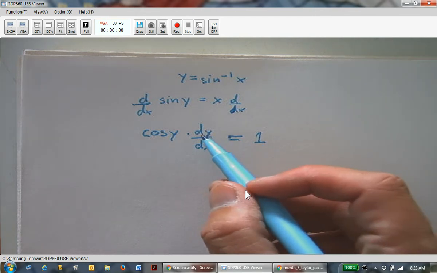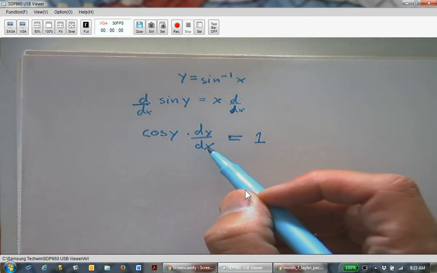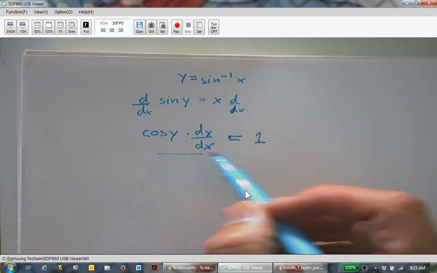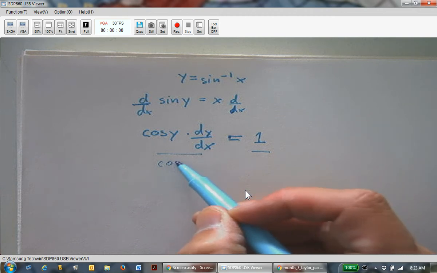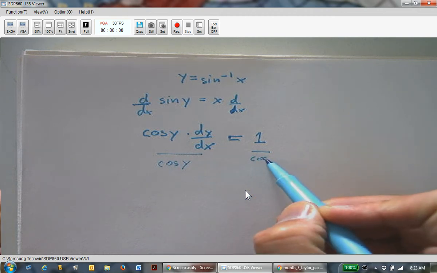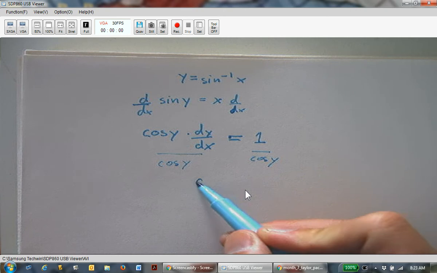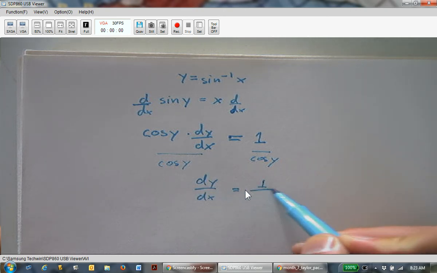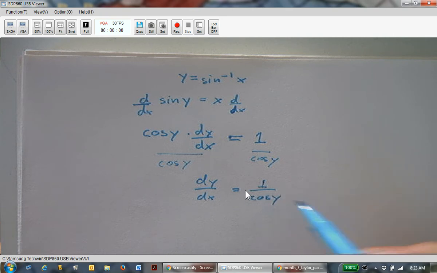So what we're going to do is leave dy with respect to x on this left side, and then isolate that. So we're going to divide both sides by cosine of y. So now you have dy over dx is equal to 1 over cosine of y.